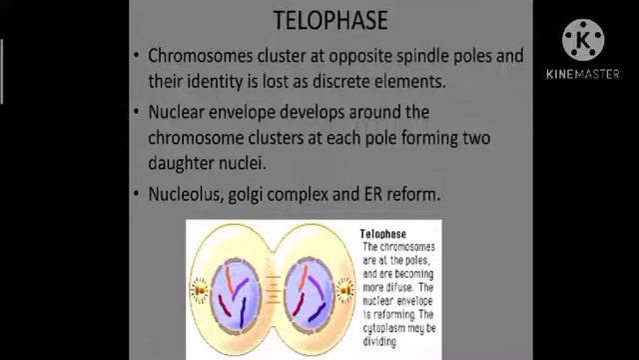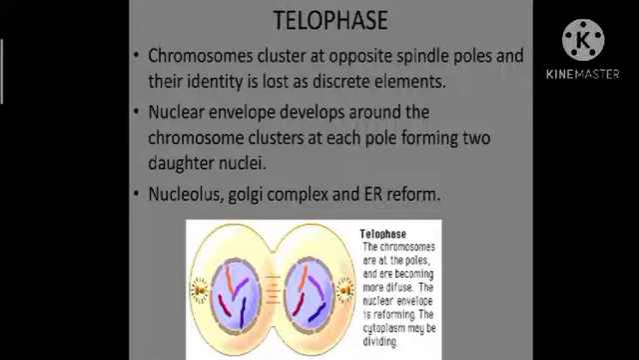Discrete elements means a distinct or a separate element. Element here means what? The chromosome. They were seen as separate chromosomes, isn't it? But when they decondense, they become again thin, long, thread-like structures, so that we cannot differentiate them into chromosomes. They all will be seen as an entangled mass of chromatin material.